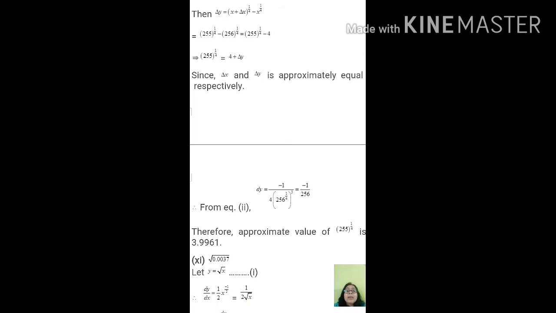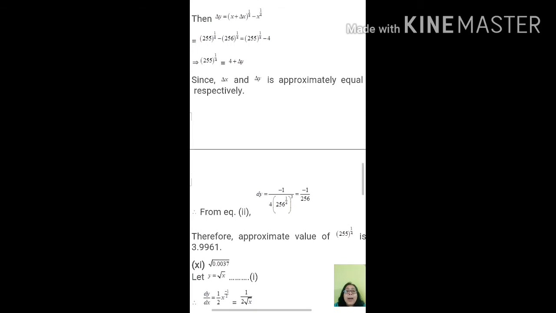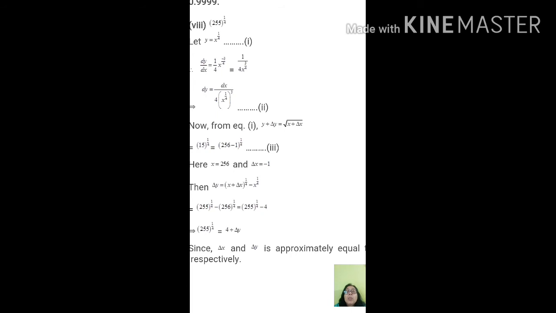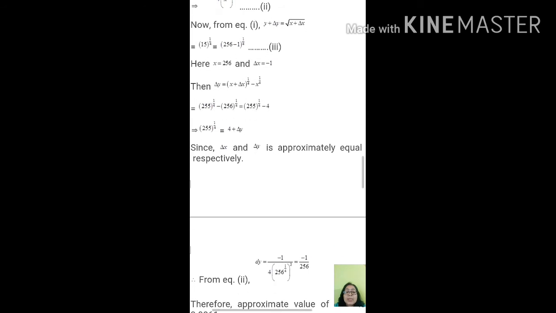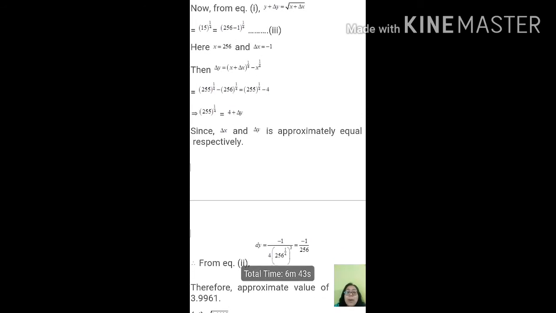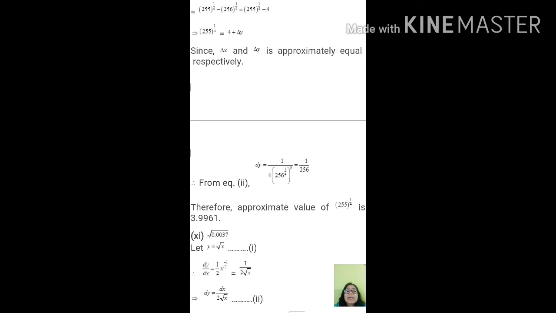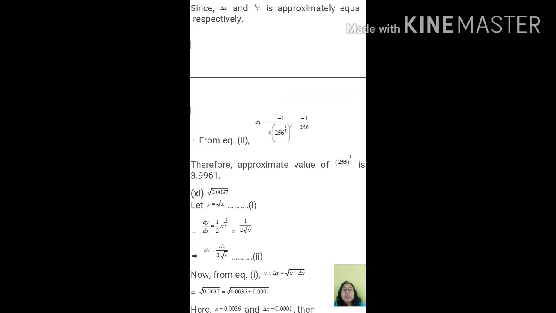That means delta x is here minus 1 by dy dx. This value is from equation 2: 1 by 4 into x to the power 1 by 4, whole to the power 3. So 256 whole to the power 1 by 4, whole to the power 3. 256 we can consider as 4 to the power 4. So this power 4 and this 1 by 4 will be cancelled. That means it is coming 4 only, that is 4 cube into 4. So it is coming 256 in the denominator and the numerator is minus 1.